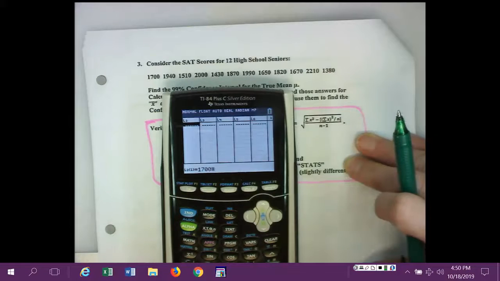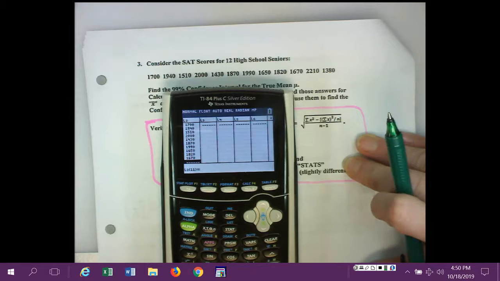1700, 1940, 1510, 2000, 1430, 1870, 1990, 1650, 1820, 1670, 2210, 1380.